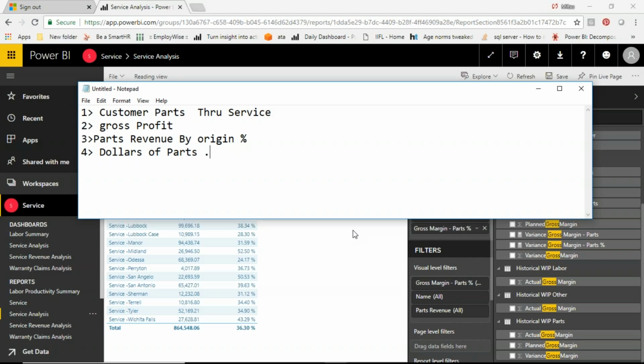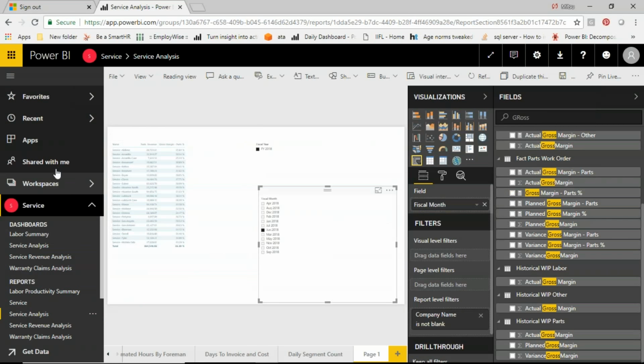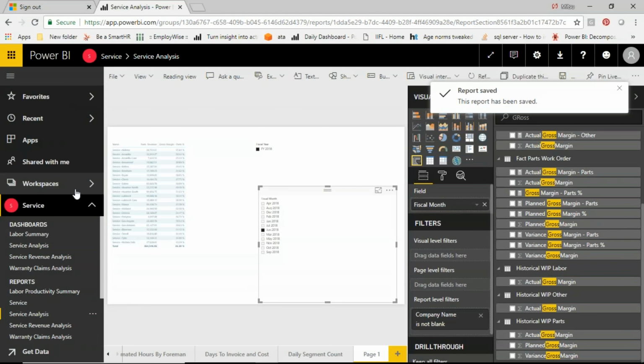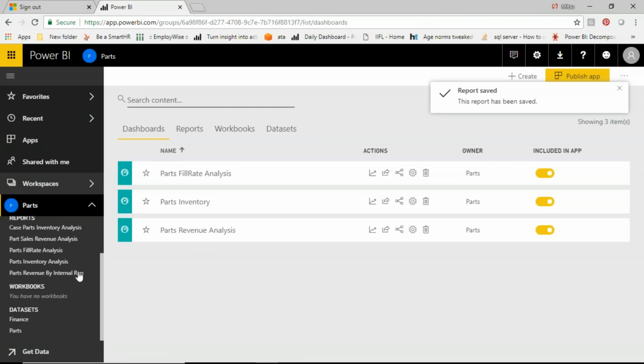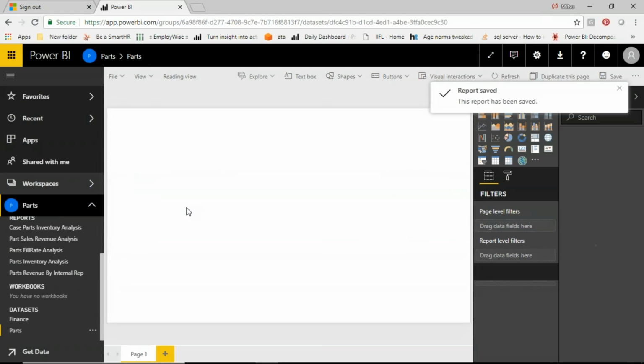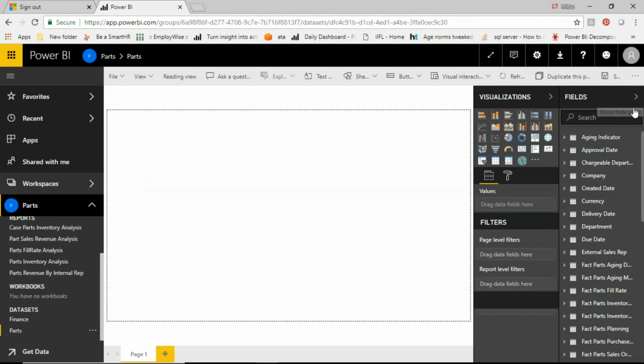Great, because this is only service. And what else did you need? Dollars of parts as percent of dollars of labor. Right. That I have to calculate. The parts data is not connected to the service data. I'm thinking you can get both out of this itself.